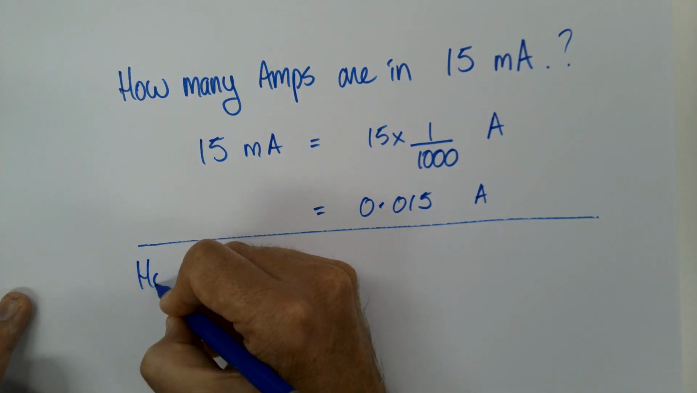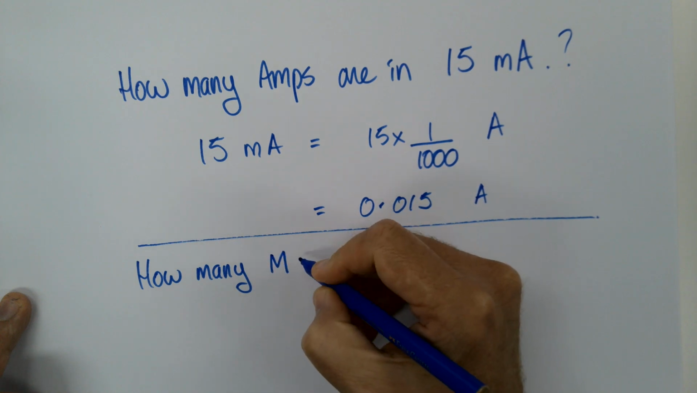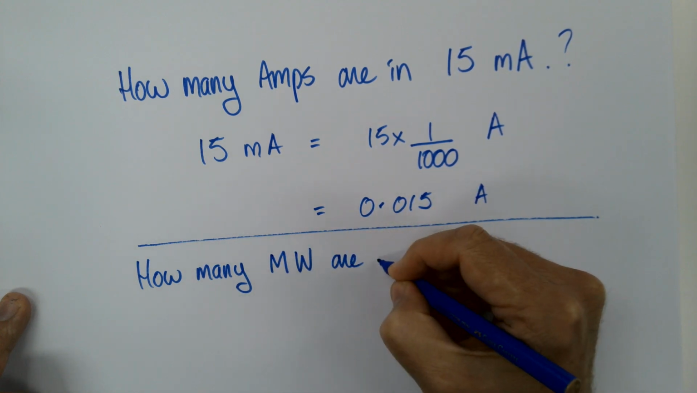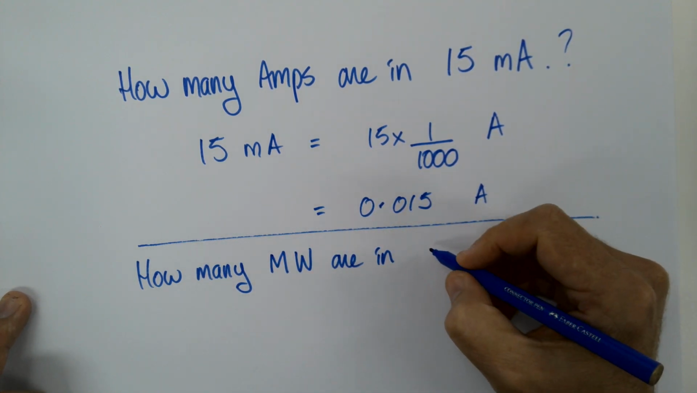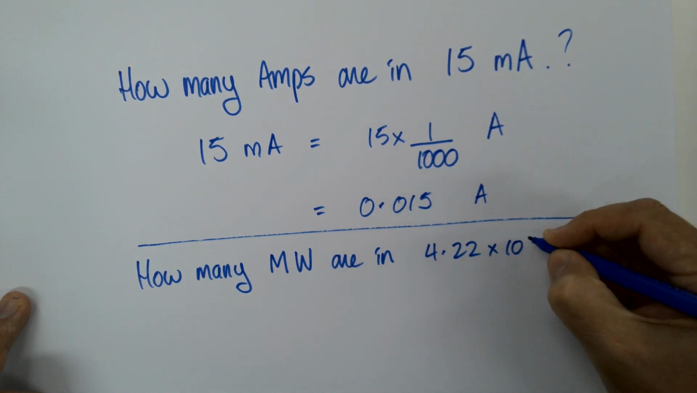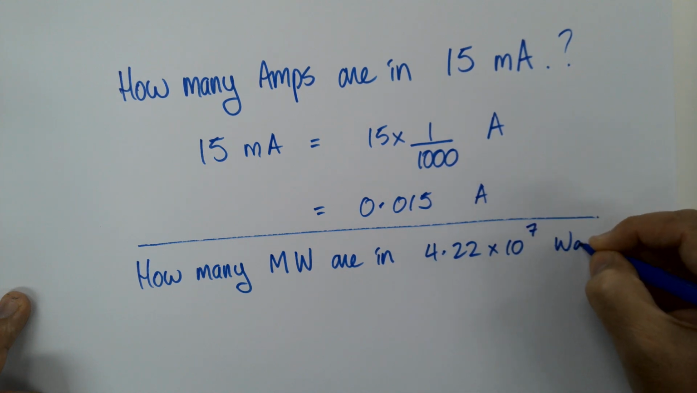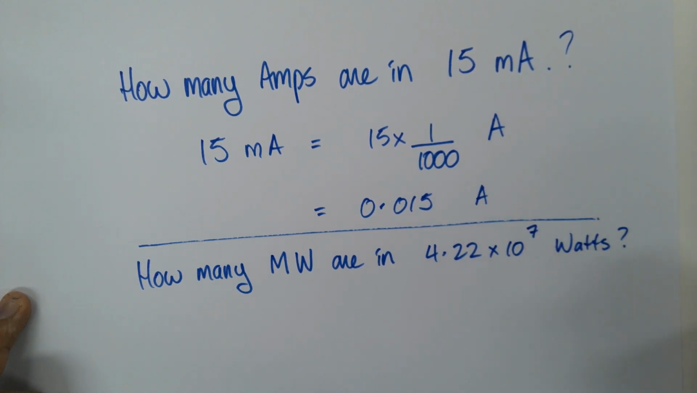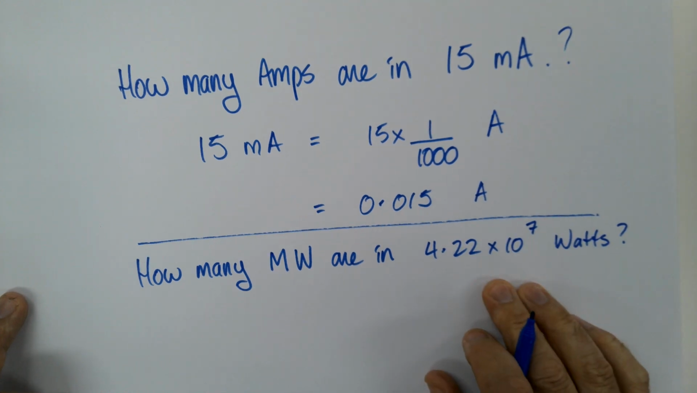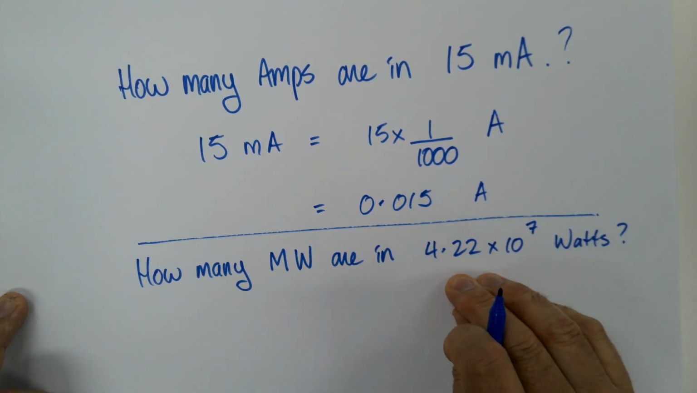Okay, so how many megawatts are in 4.22 by 10 to the 7 watts? So, what's a megawatt? A mega is a million, which is 10 to the 6, isn't it?